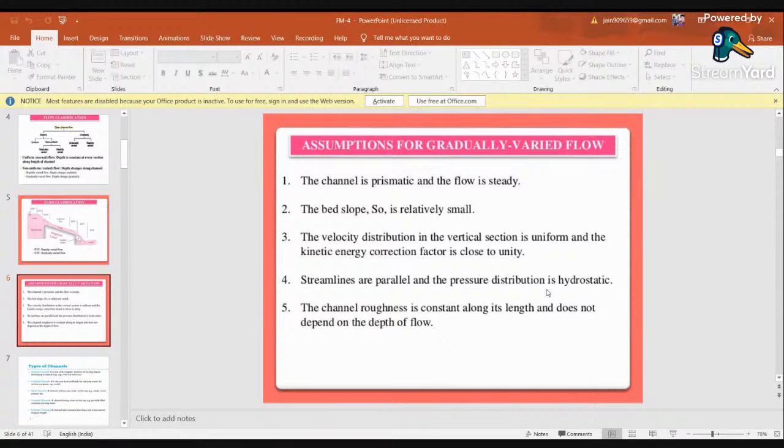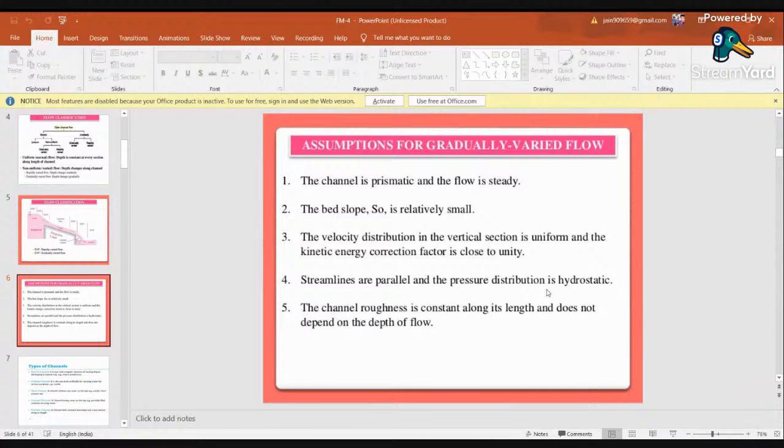Hydrostatic in the sense that it is uniform throughout the channel. Then the channel roughness is constant along the length and does not depend on the depth of the flow. So these are the five assumptions which we have to make while deriving the equations for the gradually varied flow. Now what is a prismatic channel? Prismatic is nothing but a channel which has a constant cross-sectional area, size, as well as bottom in terms of the channel conditions.